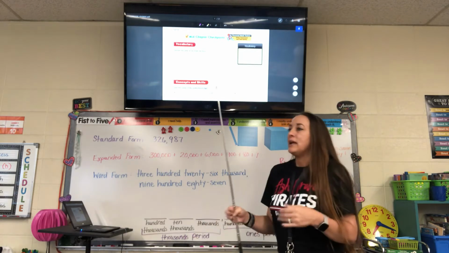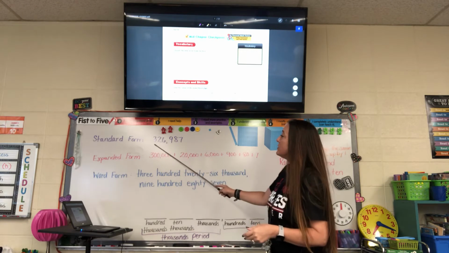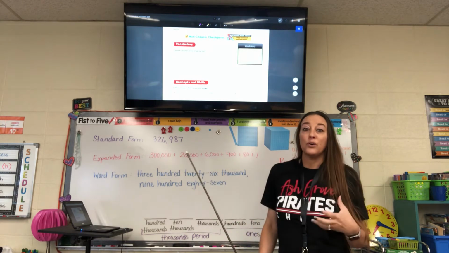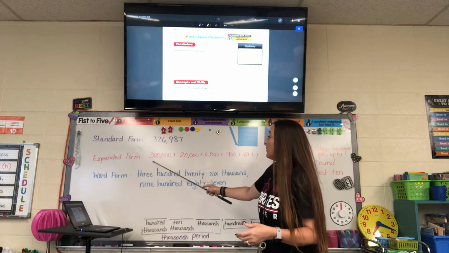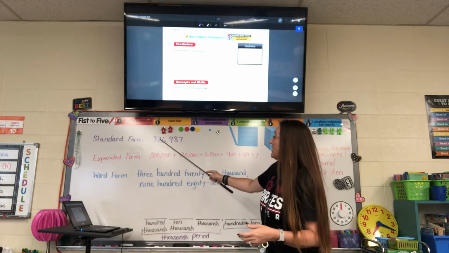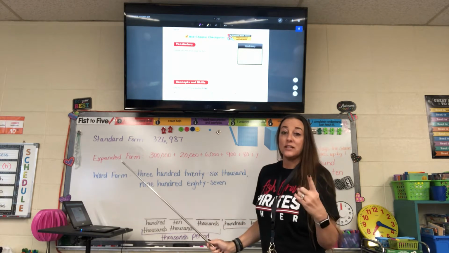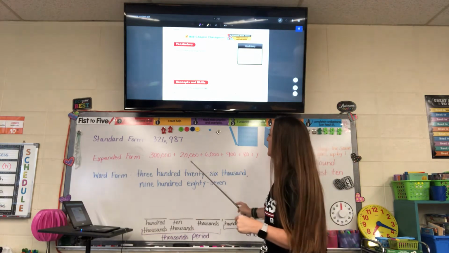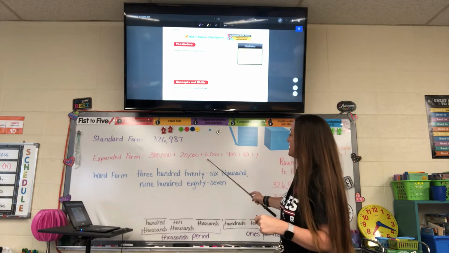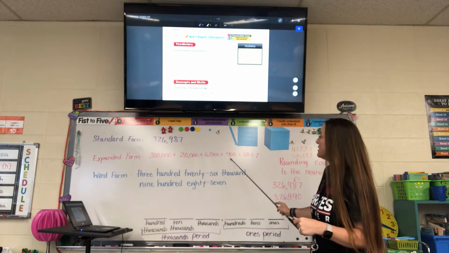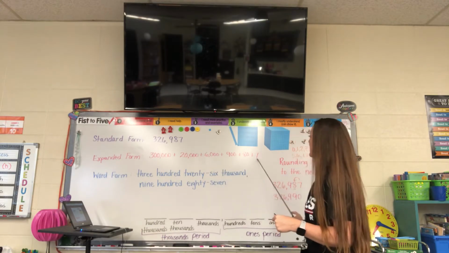Expanded form is where we show the value of each digit. So this 3 is not really worth only 3. It's in the hundred thousands place, so it's worth 300,000. This 2 is in the 10,000s place, so 20,000 is the value of this 2. The 6 is in the thousands place, the 9 is in the hundreds place, the 8 is in the tens place, and the 7 is in the ones place.